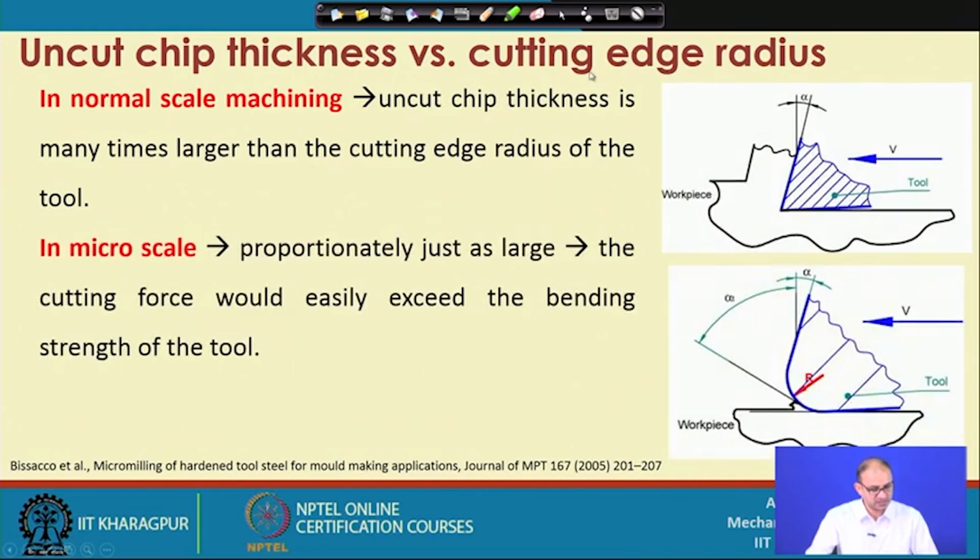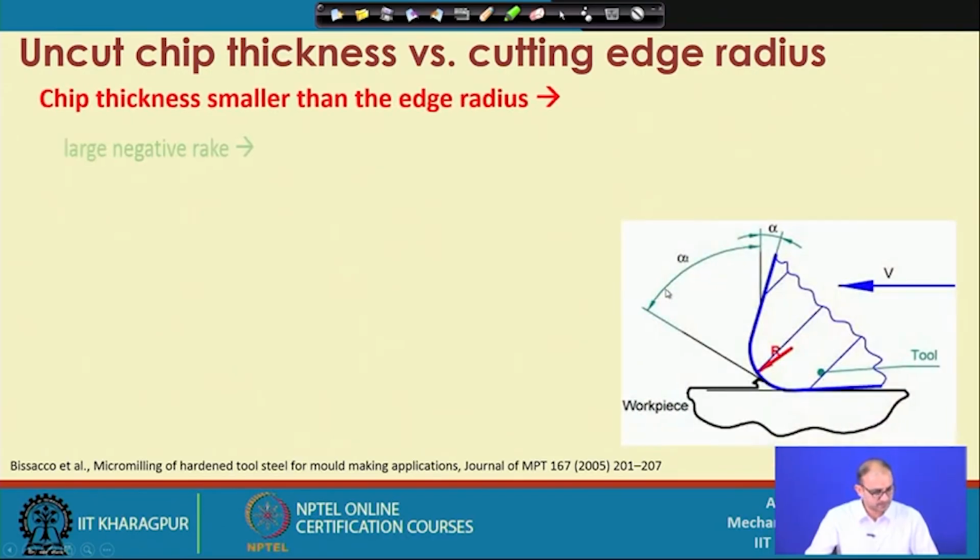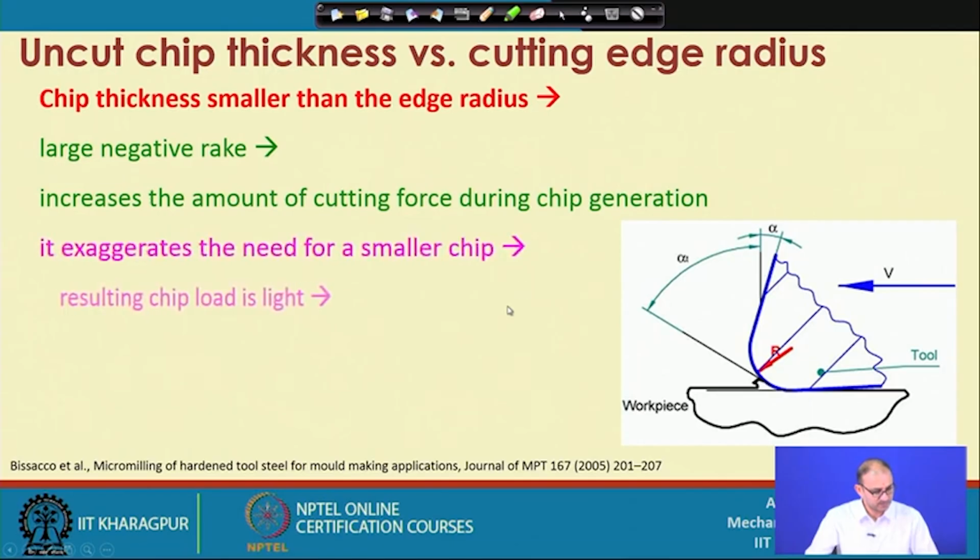And we have seen the difference between the uncut chip thickness and the cutting edge radius, and because of this large difference, you end up with a negative rake angle. Your original rake angle was positive, but when you cut with a size reduction, you end up with the cutting edge on the negative side. And these are the reasons for the small chip thickness: you have to reduce the chip load, and when you reduce the chip load, that means you have to reduce the depth of cut, and low productivity will result in this case.